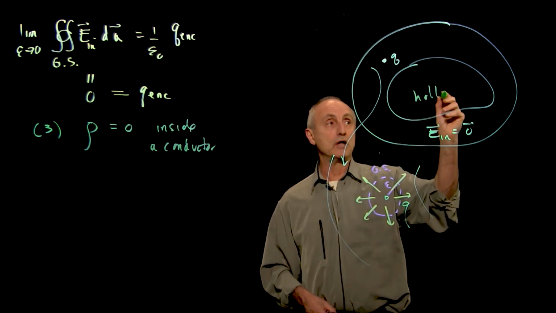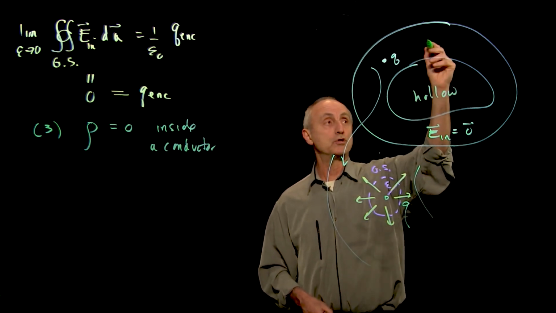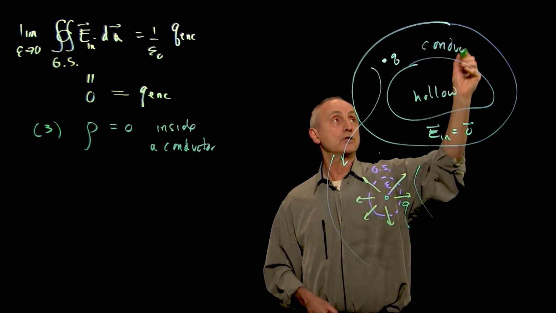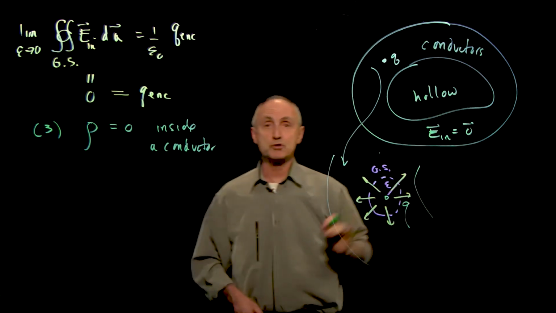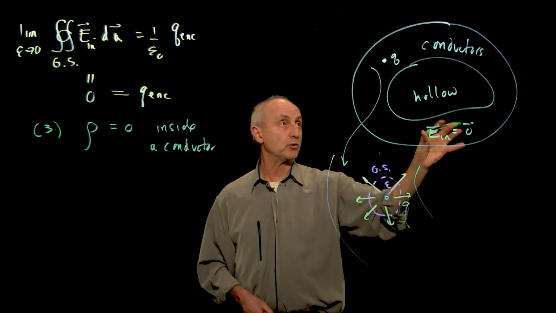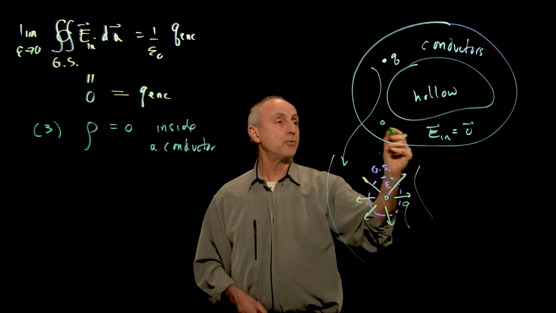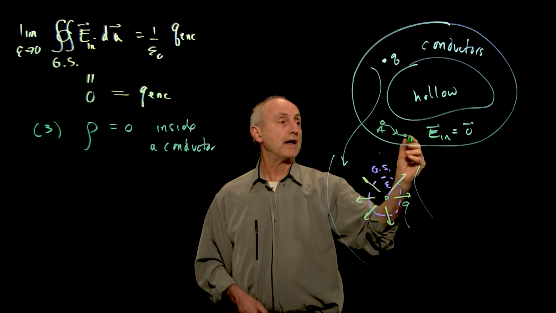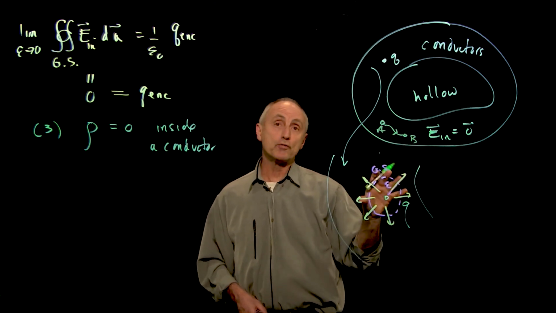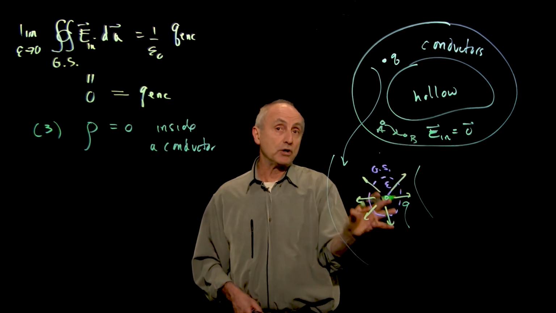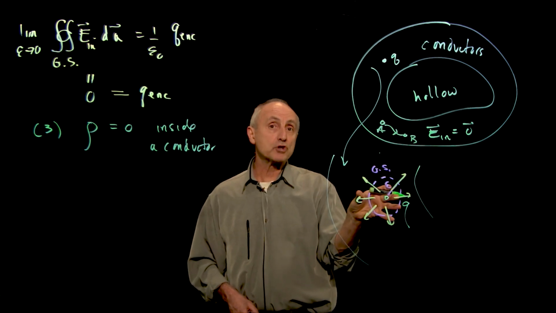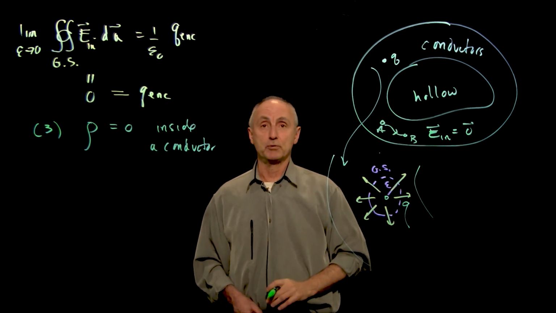Keep in mind, we're not talking about this hollow region, we're just talking about the conductor. And those are our three crucial conditions for the conductor. Zero electric field, any 2 points on the conductor are at the same potential, and there are no free charge carriers in the interior of the conductor. Now, where are those charge carriers? They're on the boundaries, and we'll study that next.